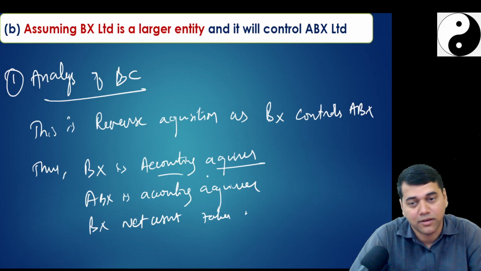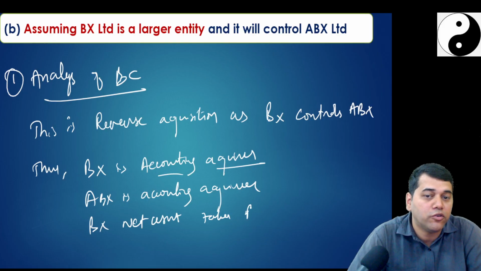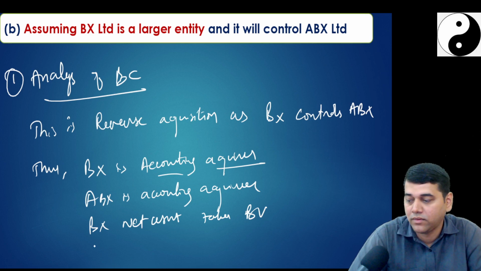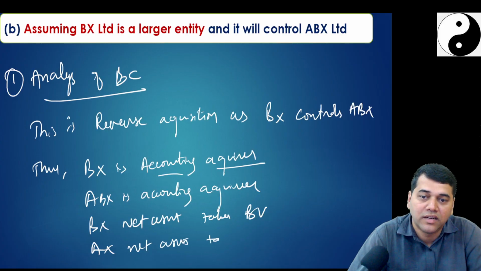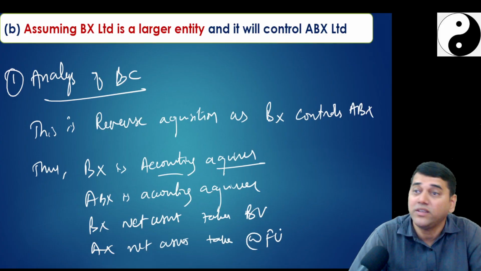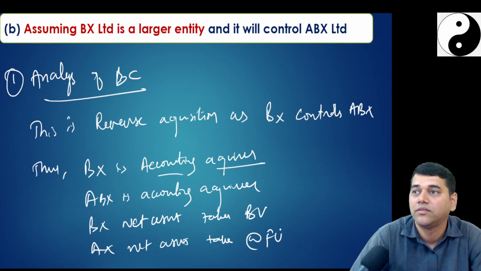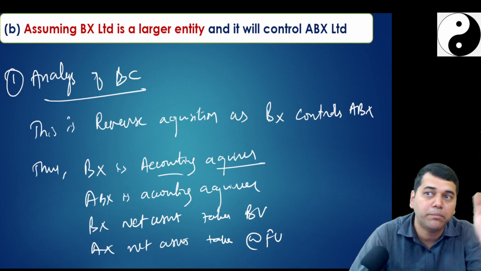Understood, no? BX net assets are taken over at book value. AX net assets are taken at fair value. That's why they gave the fair value. In the last part of the question, they said fair valuation happened, no? But we want the fair value of only AX, not BX.